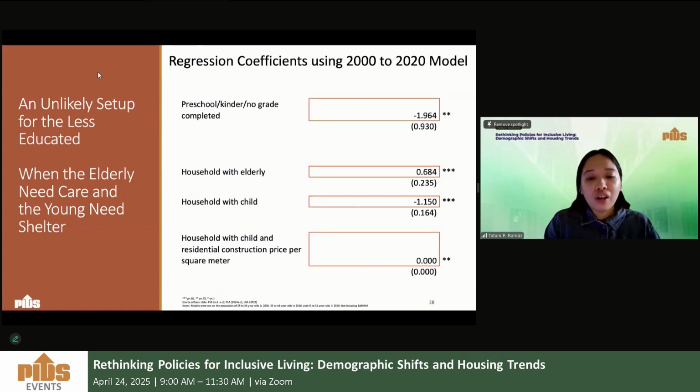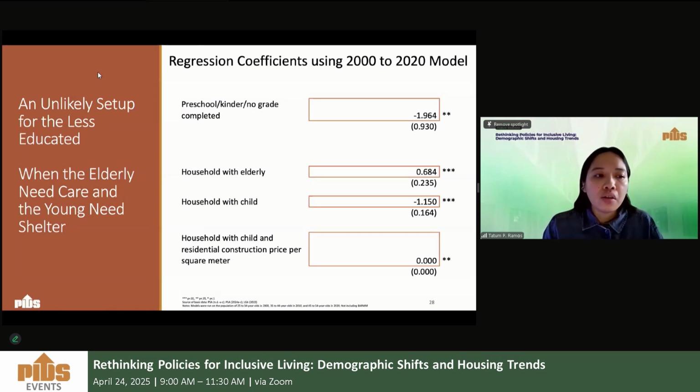But if we look also at the next estimate, wherein we take into consideration the residential construction price with the variable on individuals living in a household with child, we see that the impact or that preference switches from a nuclear one to an extended and multifamily household. So this means that housing prices or residential construction price poses a constraint on the decision making of an individual in terms of forming their own households.